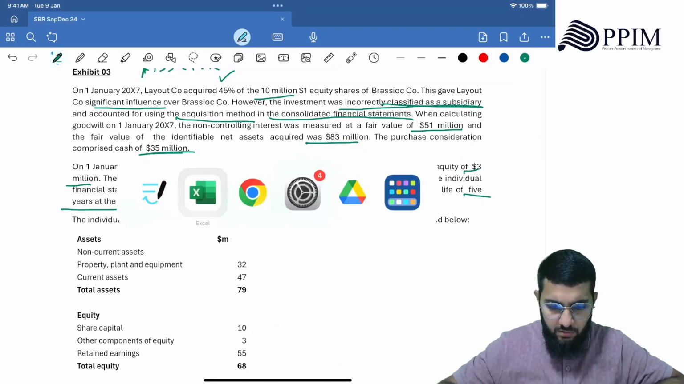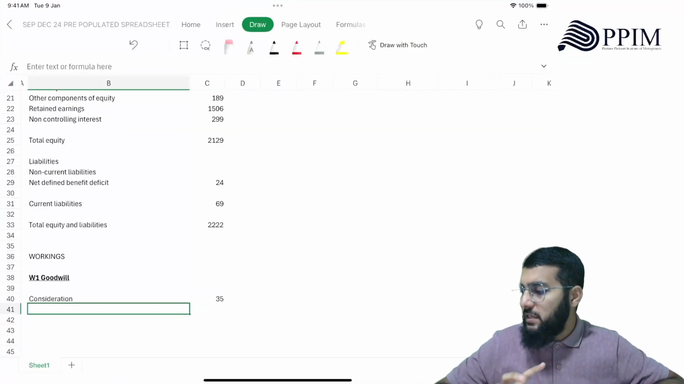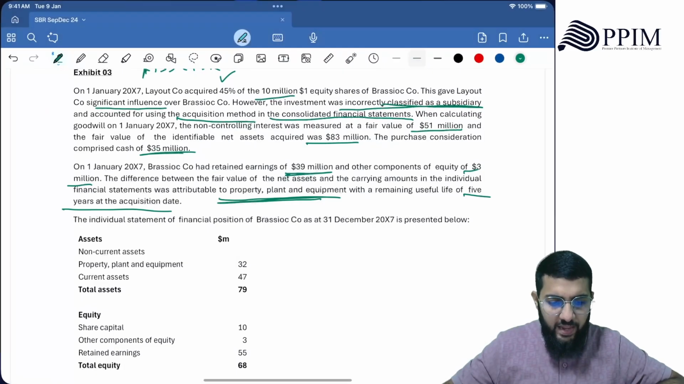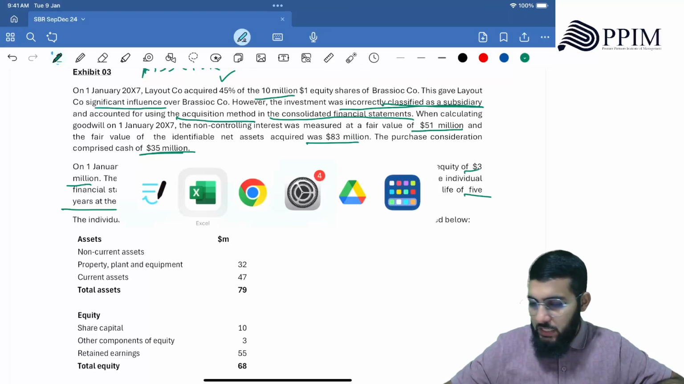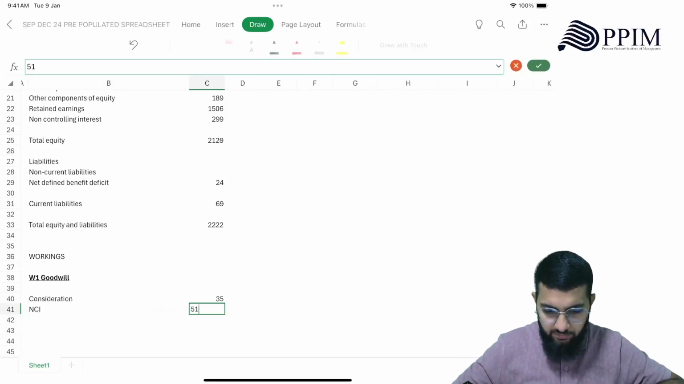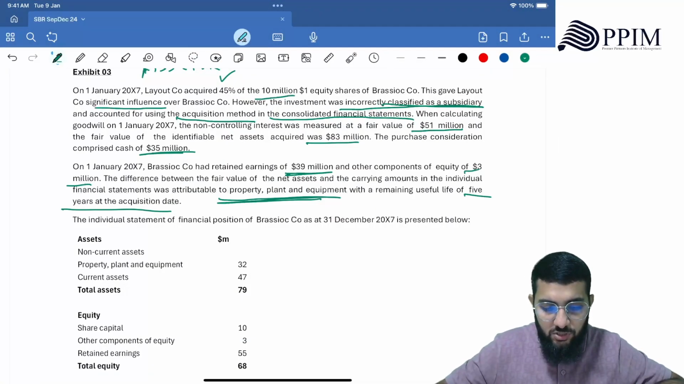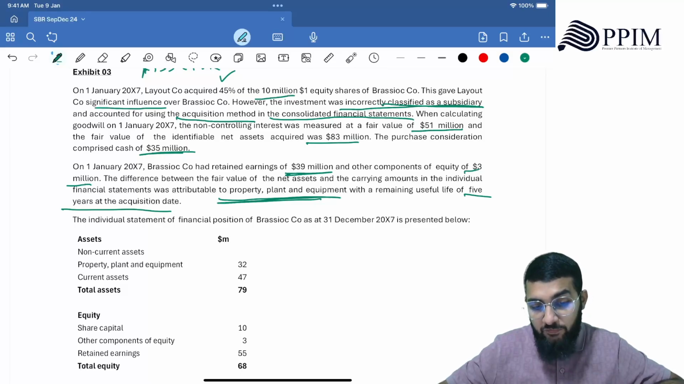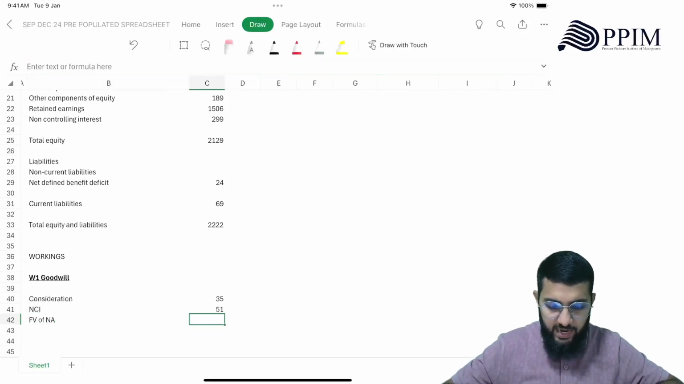Okay, 35 million. So let's work in millions. All right. Then the NCI acquisition. How much is the NCI acquisition? NCI was measured at fair value of 51 million. Right. And then fair value of net assets at acquisition. How much was that? Fair value of identifiable net assets was 83 million.